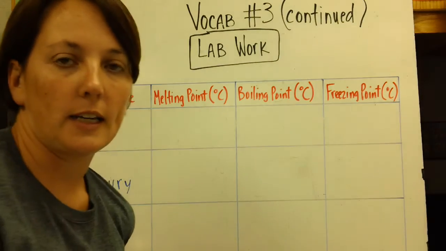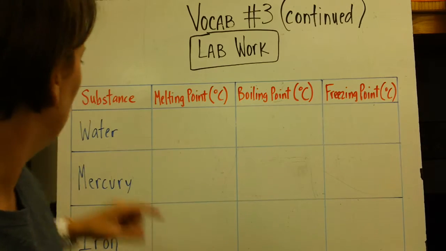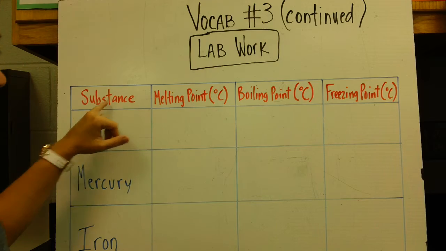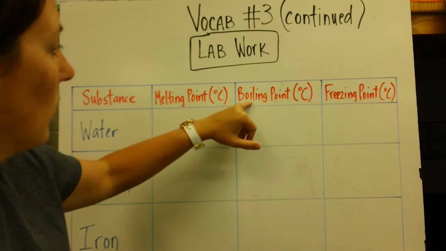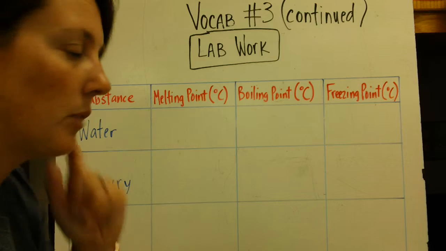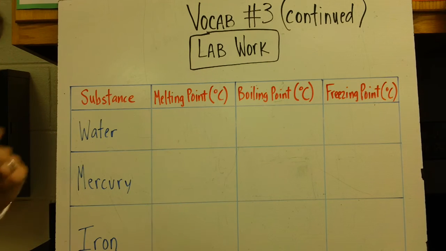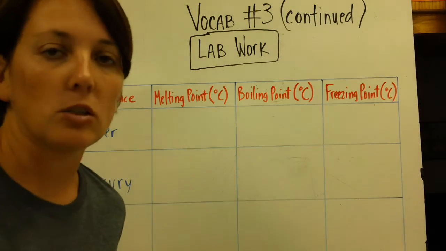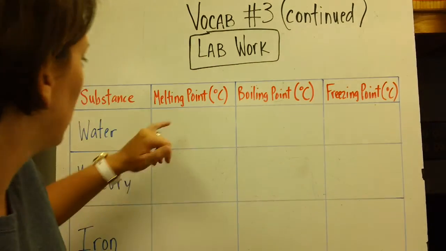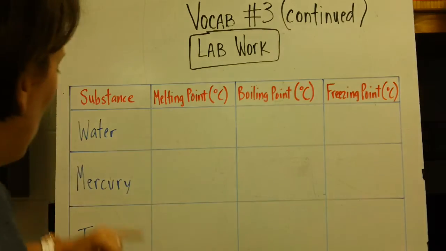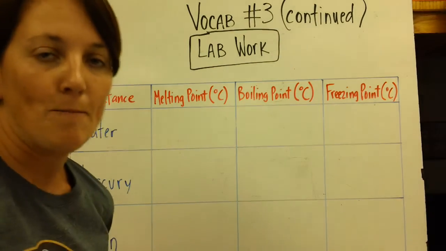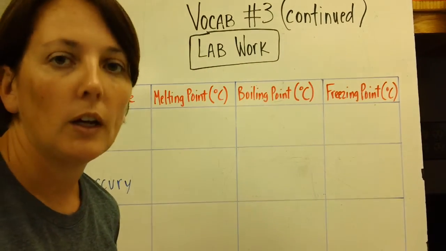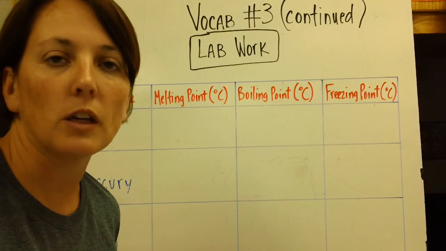Finally, you'll need to create a data table. All right, very simple data table, and it is in 4 columns. One column is the substance, one column is the melting point, one column is the boiling point, and one column is the freezing point. And then you can see the 3 different substances we are testing: water, mercury, and iron. The purpose of the lab is to try to approximate what the melting point, boiling point, and freezing point are for each of these 3 substances. That's your final goal.